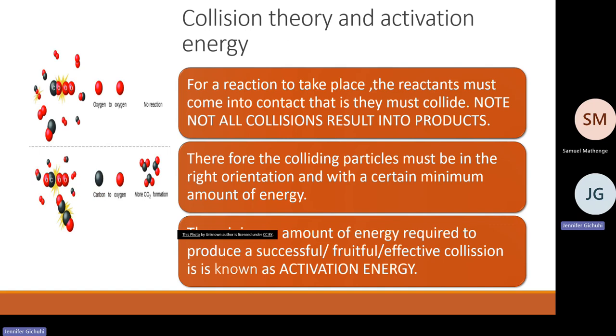Now that we have understood how we measure the rate of a reaction, then we need to ask ourselves, how does a reaction take place? Inside that beaker, inside that flask, exactly what happens? And I want you to note that for any reaction to take place, the reactants must collide. I also want you to note that not all collisions between the reactants will result into products. Therefore, it means there are other things that must be done by these particular reactants in order for them to give the product.